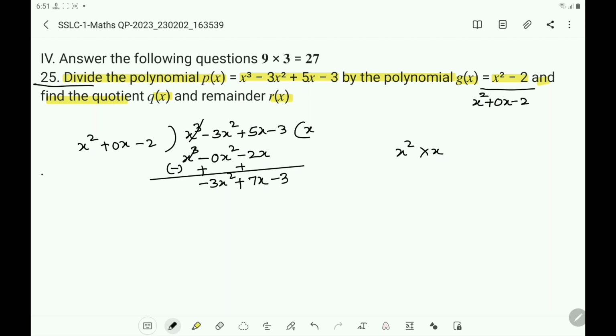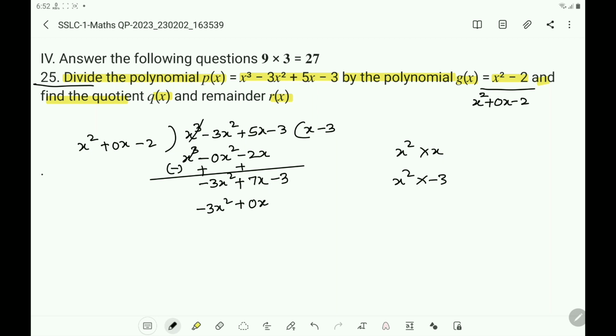Now you see the first term of this minus 3x square and first term of this is x square. To make it as minus 3x square, this x square must be multiplied by what? Minus 3. So this x square must be multiplied by minus 3. Then write minus 3 here. Then x square into minus 3 is minus 3x square. Then 0x into minus 3, 0 into 3 is 0.